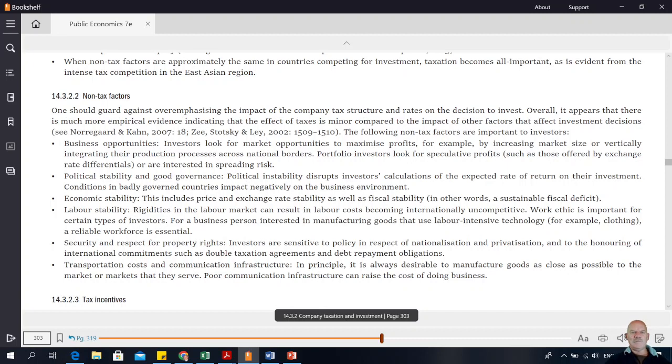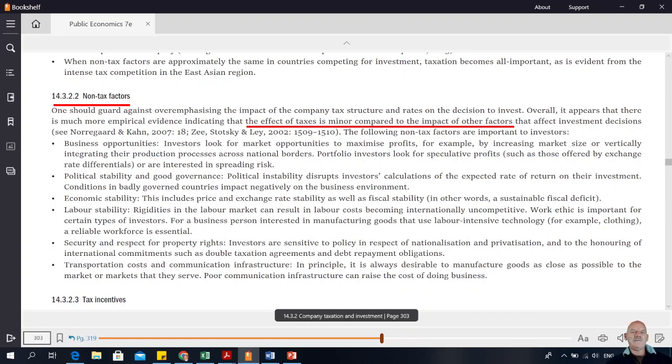What is really important is, not important, interesting, 14.3.2.2, non-tax factors. And why do they have that? Because they say, and I think as an economist and as a public finance knowledgeable person, as a 310 student, you should know why they have this in. And they say, well, the effect of taxes is minor compared to the impact of other factors.